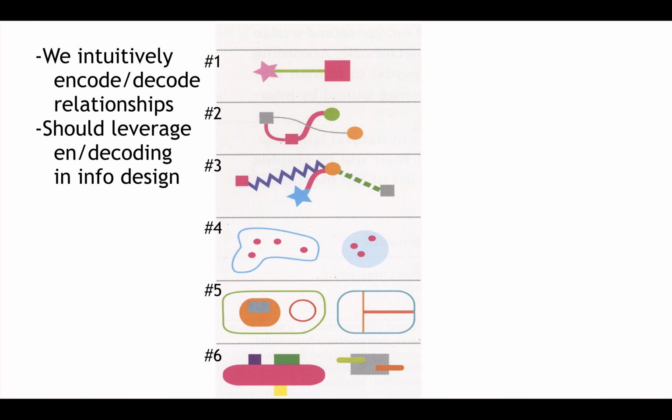I think the biggest realization I want you to get from this is that this isn't particularly deliberate. Just over our lives, as we've gotten older and more sophisticated, we intuitively encode and decode relationships. We should try to leverage these encodings and decodings when we design information. Because people intuitively think these ways, you might as well take advantage.